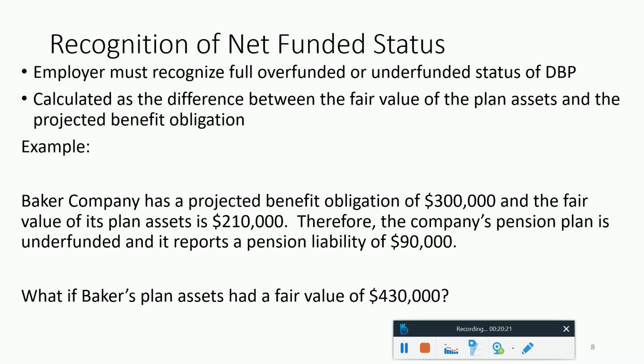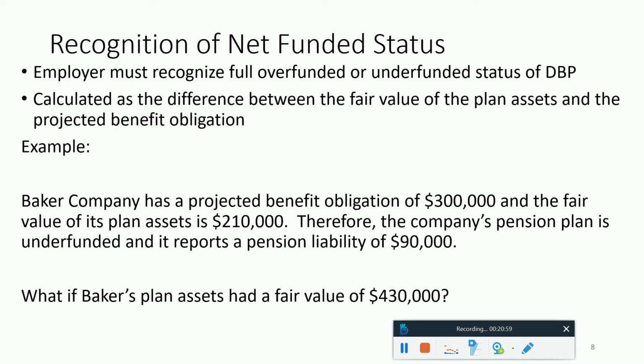So when you look at the financial statements for a company that has a defined benefit plan, you are not going to see a line for both pension plan assets and PBO or pension liability. Instead, what you're going to see is the net funded status. And what that means is that the employer has to recognize the full overfunded or underfunded status of the defined benefit plan. That's calculated as the difference between the fair value of the plan assets and the projected benefit obligation.